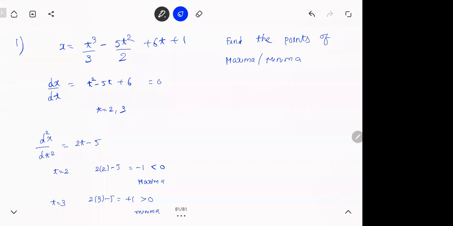So if you want maximum value, put t is equal to 2 there. If you want minimum value, put t is equal to 3 there. Any doubts on this thing, please ask me. One more.